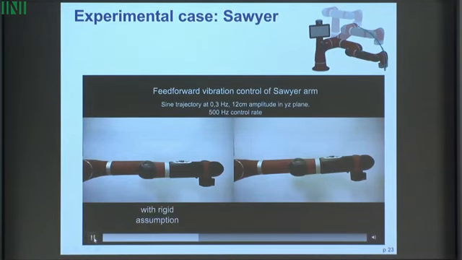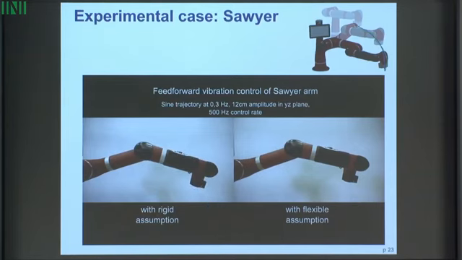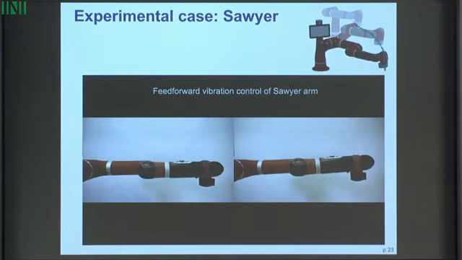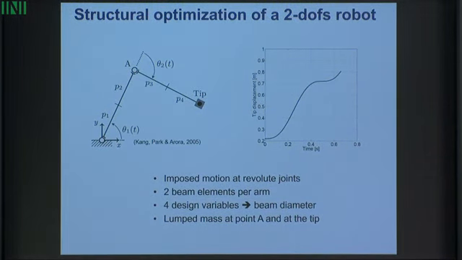Okay, so this demonstrates that if you have a flexible model of your machine, you can really track a trajectory despite the vibration in the machine. If you are able to model vibration, you can also use these models for optimization, for structural optimization.